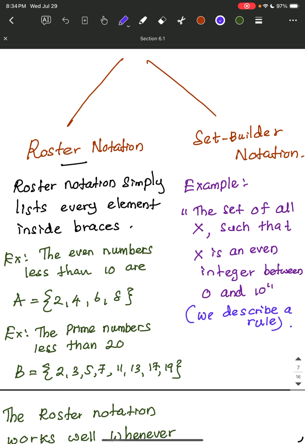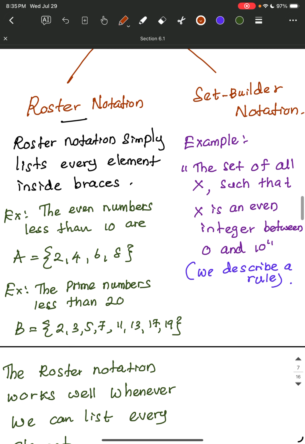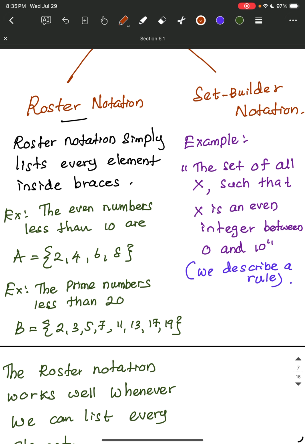So we can write it as x, and the small vertical bar which represents the words "such that", x is an even integer between 0 and 10. The vertical bar explains the word "such that". So the set builder notation is for when listing every element is impossible. Instead, we describe the rule.